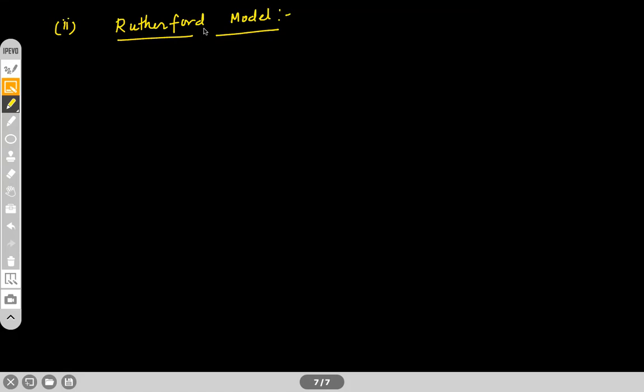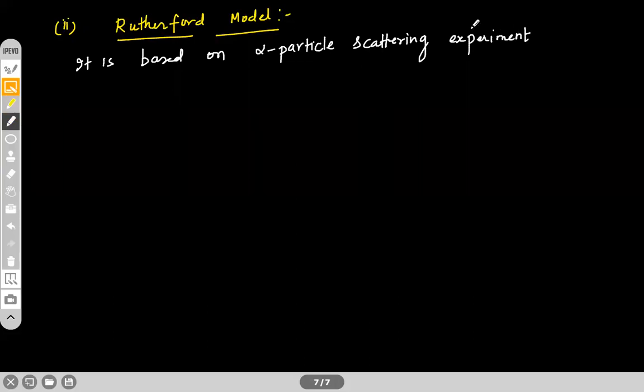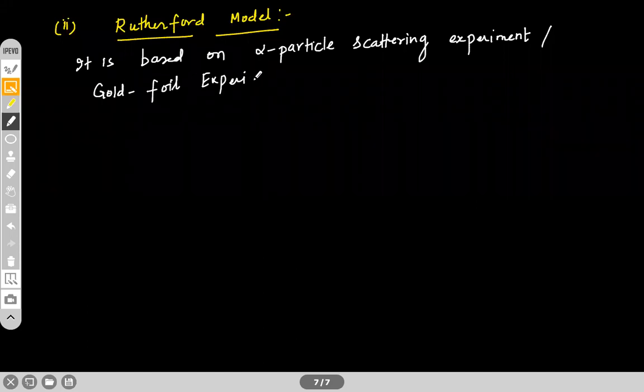This model is based on an experiment which we call the alpha particle scattering experiment. So write down, it is based on the alpha particle scattering experiment, which we also call the gold foil experiment. Both are the same thing.